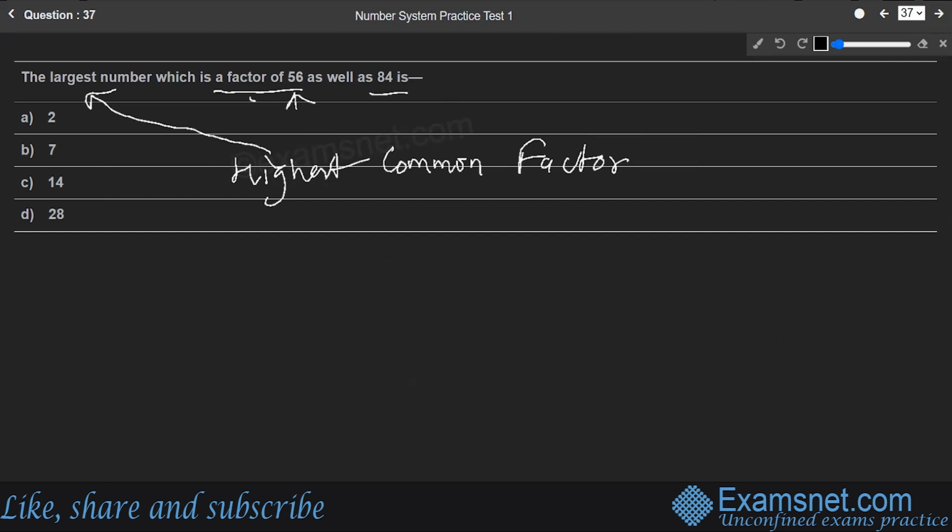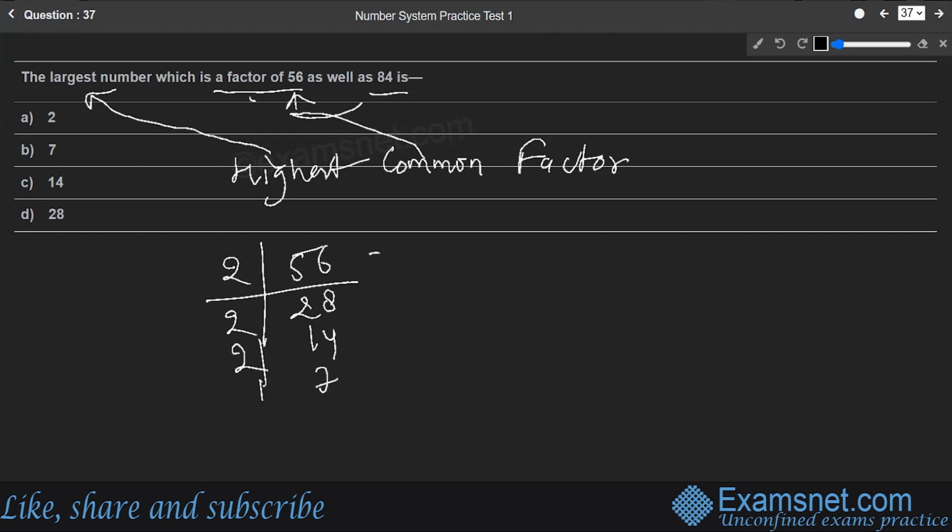So obviously it has to be common as well as a factor. So we are supposed to simply find the highest common factor of 56 and 84. For that we need to do the prime factorization. If you do the factorization of 56, it is going to be 2, 28, 2, 14, 2, 7. So 56 can be written as 2 cube into 7.